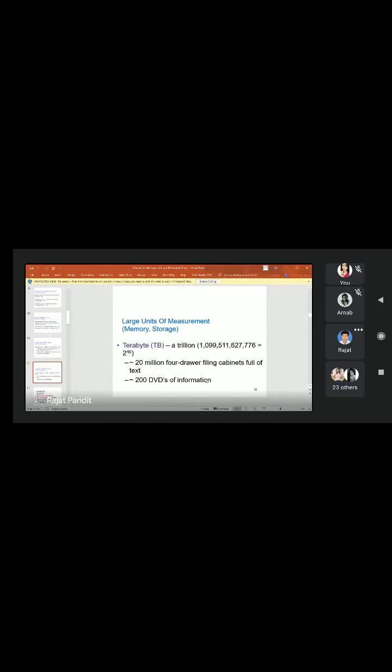Nowadays in your computer we will not use that. We have 100 GB memory or 500 GB memory. We say that we have 1 TB memory or 2 TB memory. And the DVD has more capacity than the CD. Then you see the terabyte, a trillion bytes, 2 to the power 40, about 20 million four-drawer filing cabinets full of text. So 200 DVDs of information can store a TB.